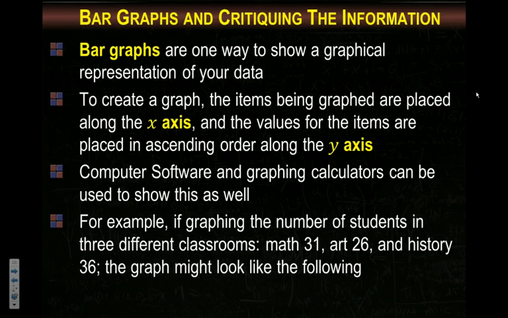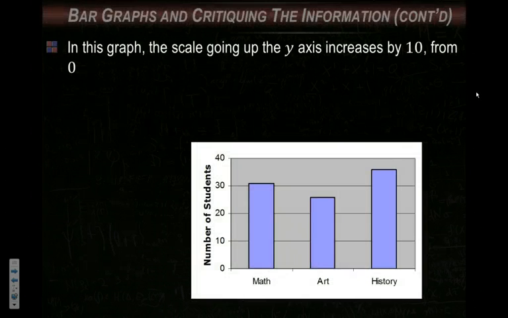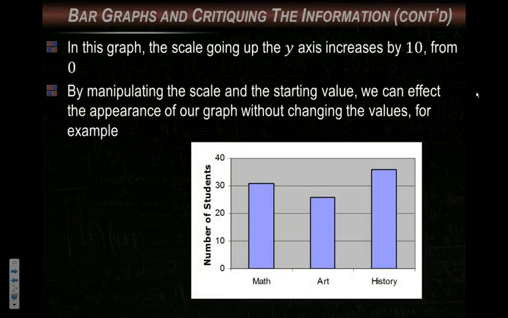So let's take a quick graph. We're going to graph the number of kids in math class, 31, art class, 26, and history, 36 kids. So here's the way the graph could look. Okay, I used software to create this graph. We have a scale that starts at 0 and goes up by tens on the y-axis. So 0, 10, 20, 30, 40. I went up to 40, even though the highest number was 36, but it gives you a nice sort of zone to put those numbers in. And then we put our 3 courses in there.